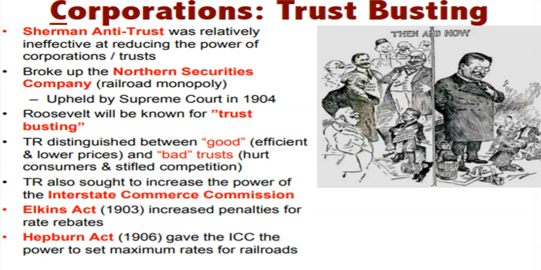Theodore Roosevelt sought to increase the power of the Interstate Commerce Commission in order to help people with interstate commerce. The Elkins Act was passed in 1903, which increased penalties for rate rebates. Then finally, in 1906, the Hepburn Act was passed, which gave the ICC the power to set maximum rates for railroads.